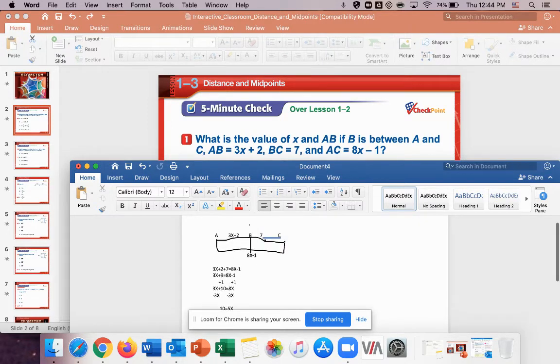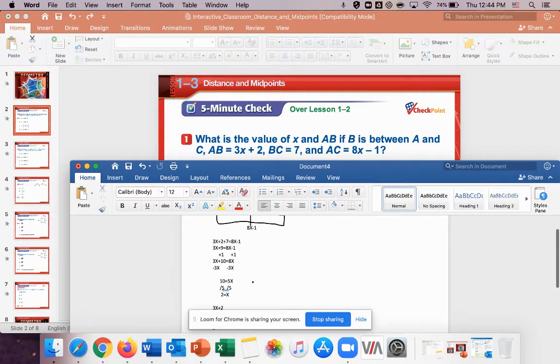I created the equation where I made this section plus this section equal the whole thing. So 3x plus 2, this section, plus 7, this section, equals the whole big section, 8x minus 1. Then I combined my like terms. 2 plus 7 is going to equal 9. So now instead of 3x plus 2 plus 7, I've got 3x plus 9 equals 8x minus 1. Then I want to get rid of that minus 1, so I add 1 to both sides. 9 plus 1 is 10. Negative 1 plus 1 is nothing. They cancel out. So you're left with 3x plus 10 equals 8x.